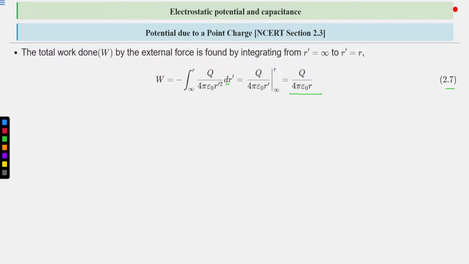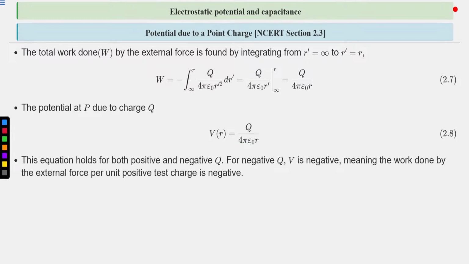Mark it as 2.7. This is the formula for potential, because the charge small q here we are taking as 1 coulomb. The potential at P due to charge q will be equal to this. This is the final result we got. Potential at any point is q by 4 pi epsilon naught r, where r is the distance from the source charge.